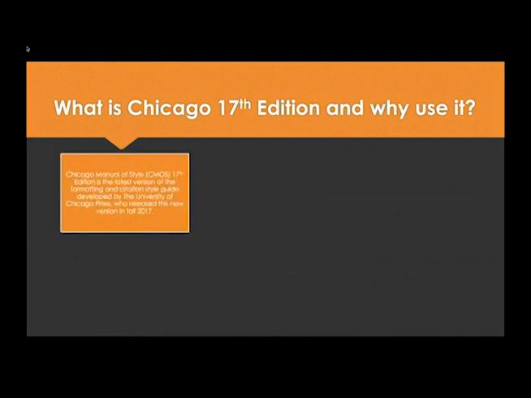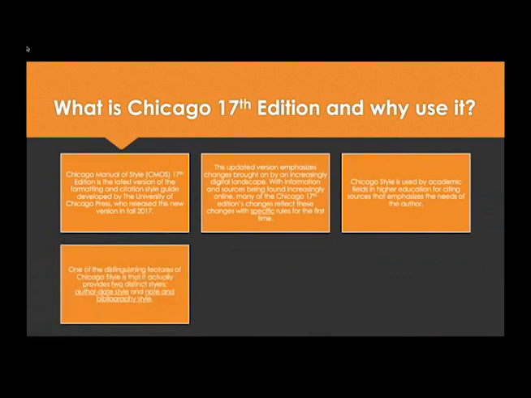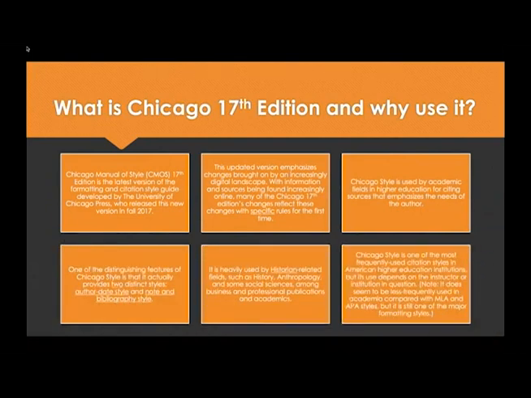So what is Chicago 17th edition and why do we use it? The Chicago Manual of Style, or CMOS 17th edition, is the latest version developed by the University of Chicago Press. This new version was released in fall 2017. This updated version emphasizes changes that are reflected in our digital world. With information and sources being found increasingly online, many of Chicago's 17th edition's changes reflect these changes with specific rules, which are being implemented for the first time.